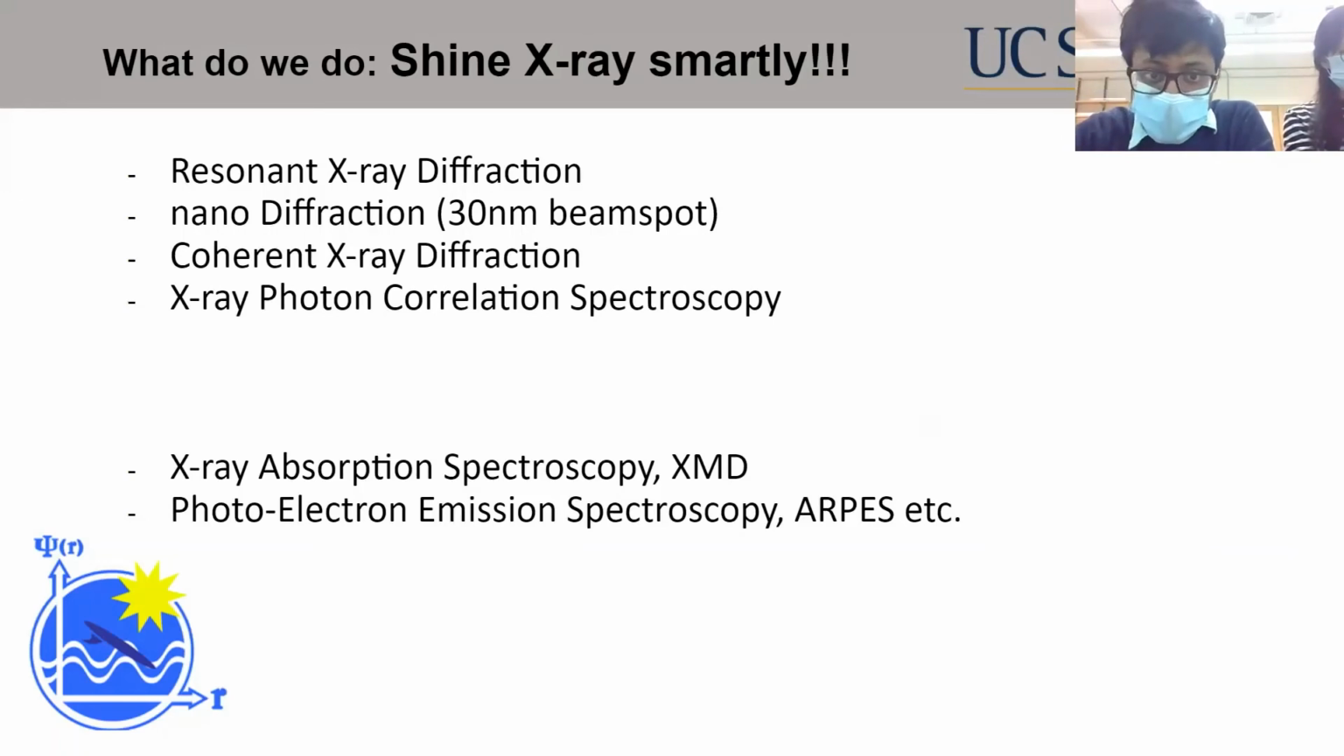We can do X-ray absorption spectroscopy. So these are all on the real space data, with some degrees of electronic characterization. But there are purely electronic characterizations as well, like X-ray absorption spectroscopy or X-ray magnetic dichroism, photoelectron emission spectroscopy, RPIS. But these are all facilities that we don't have in our lab.